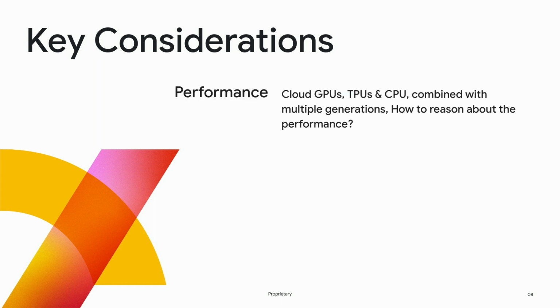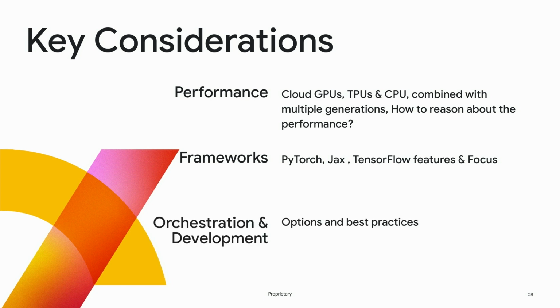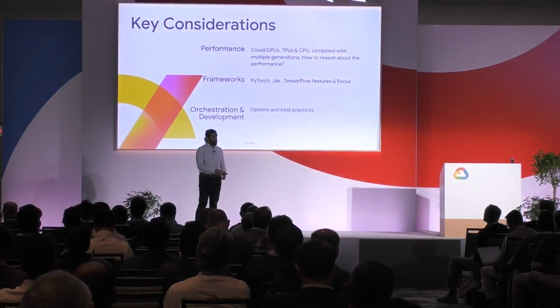The first is performance. When it comes to accelerators at scale, reasoning about performance, whether you're using cloud TPUs or GPUs or a combination of multiple accelerator generations, is extremely important. Second is framework. Understanding the features and focus of each framework enables you to make the right choices when it comes to making use of these accelerators. And last but not the least, orchestration and development, which are key to then make use of all these implementations and performance best practices. And we are going to talk about the tooling and the options available for orchestration that will set you up for success. So let's begin with performance.